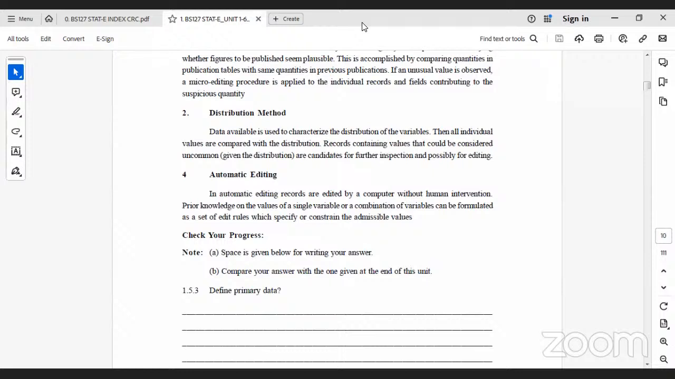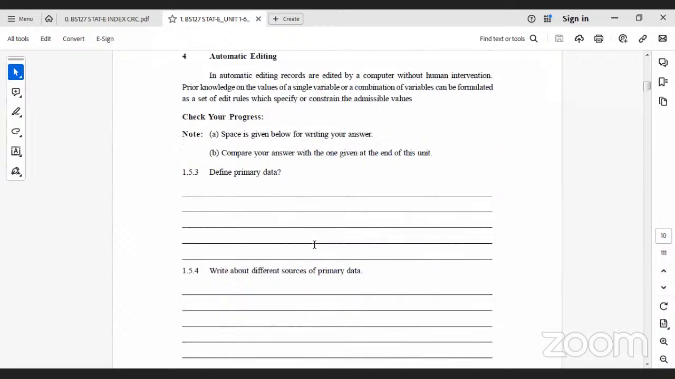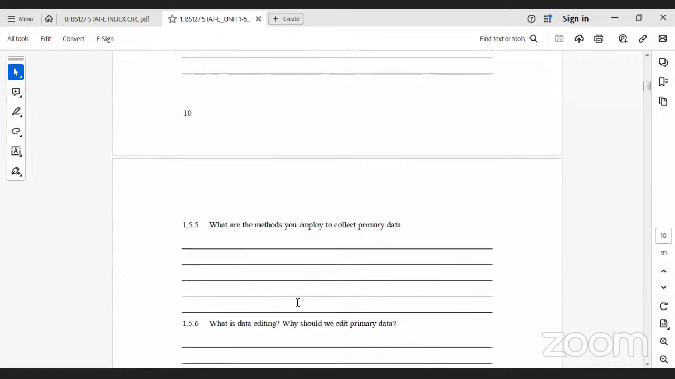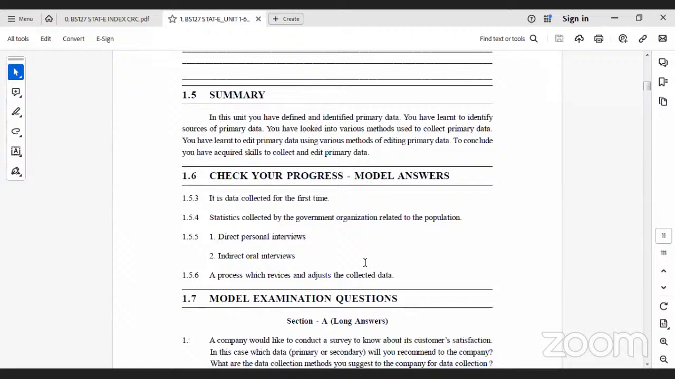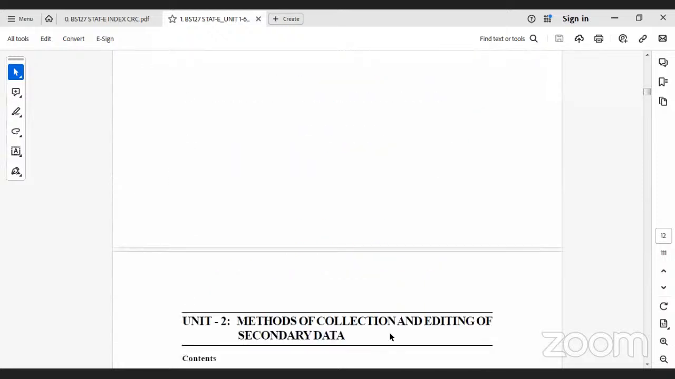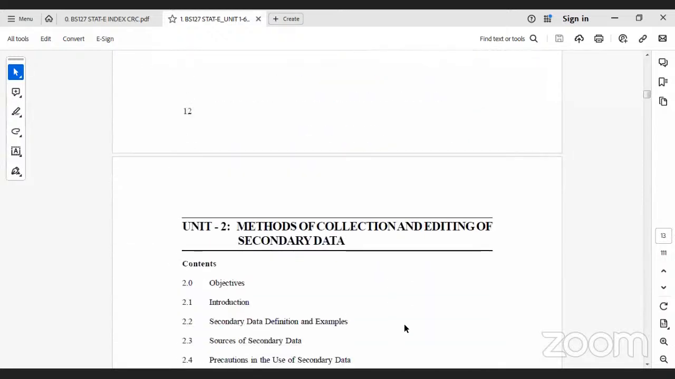Any doubts up to this? Clear. See here an example. The short questions ask: define primary data. What are the methods of collecting it? These are the short questions you will be asked in the main examination. You have to study. Any doubt, ask me on the first unit. We will go to the second unit. Is everyone clear?